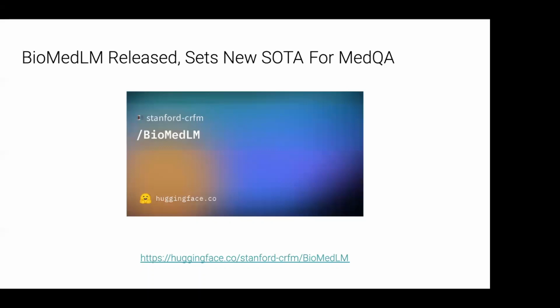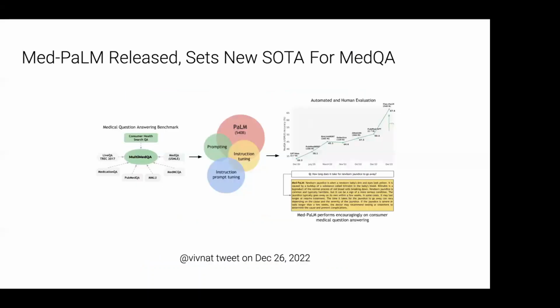And that was around December 15th. And then MedPalm came out on December 26th. So 10 days later, we had this major release of MedPalm, and they were able to get a much higher score than us on that same benchmark. So it took about 10 days for our state-of-the-art number to go away.